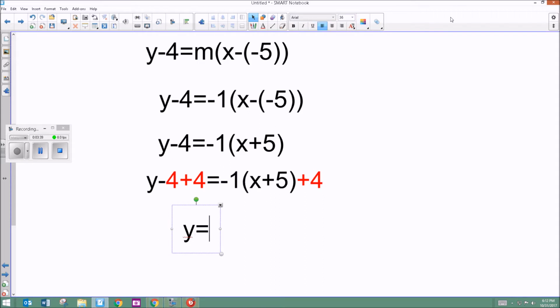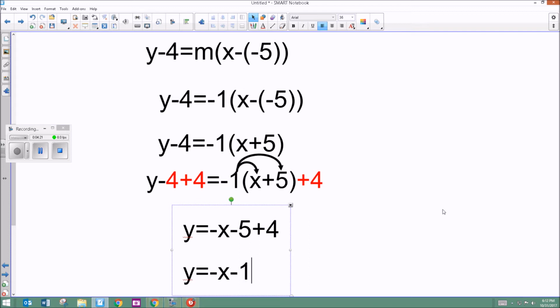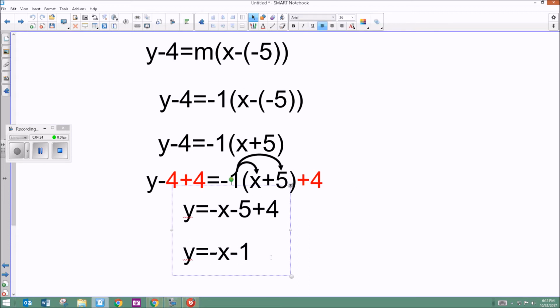And now I have to use the distributive property. I'll put some arrows there just to remind you how it works. What is negative 1 times x? Well, negative 1 times x is just negative x. And negative 1 times 5 is negative 5. And then we have a plus 4. This is easy to simplify. We know that y equals negative x, and negative 5 plus 4 is equal to negative 1. And so we have our final answer there.